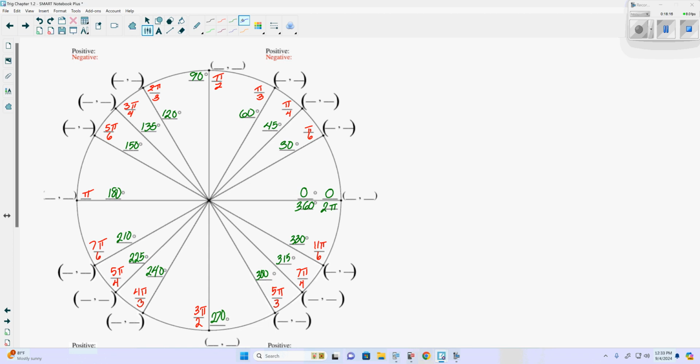Questions on this so far? All right, there's one last thing we're going to fill in before I go to the next slide. 1, 0. 0, 1. Negative 1, 0. 0, negative 1.